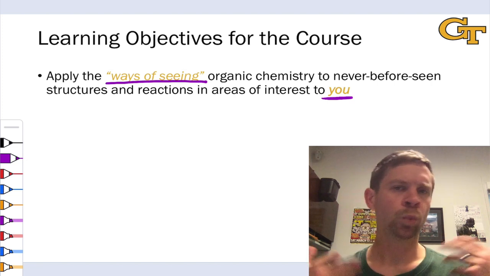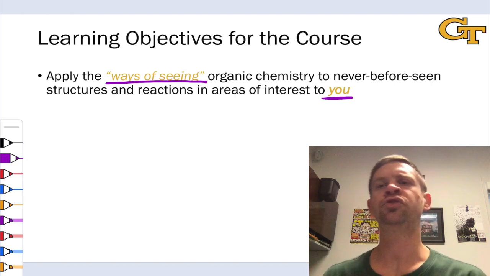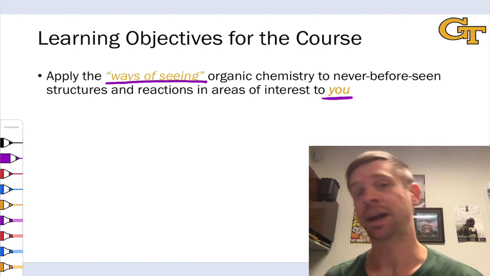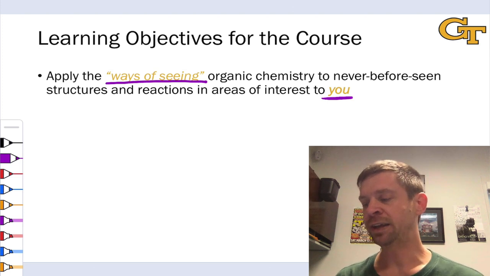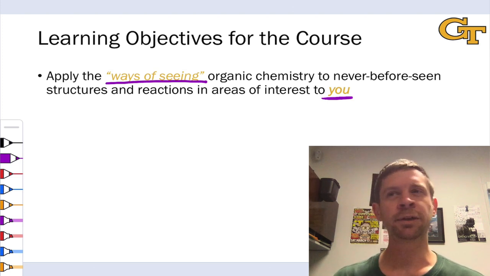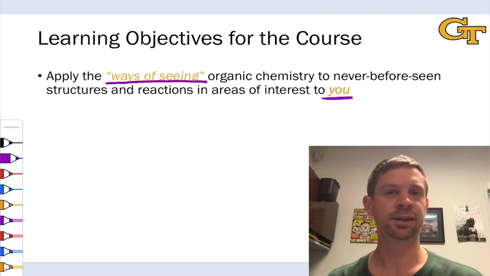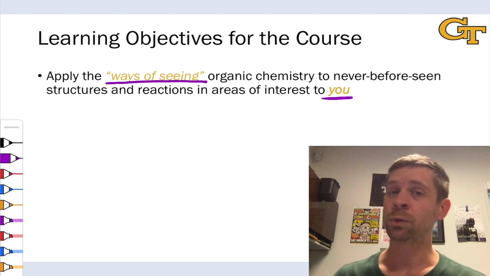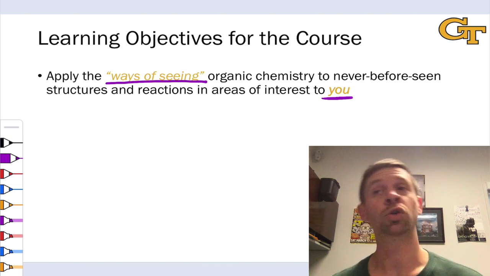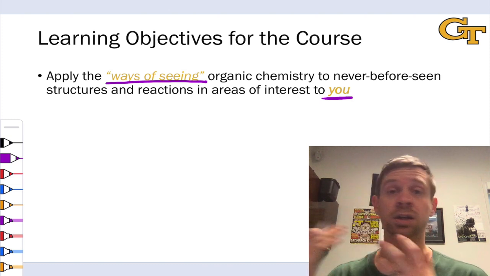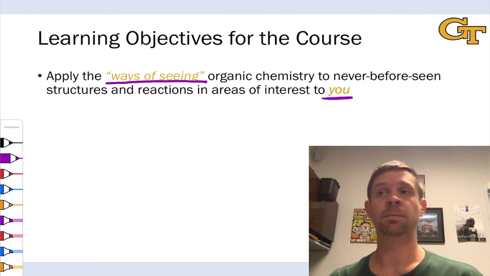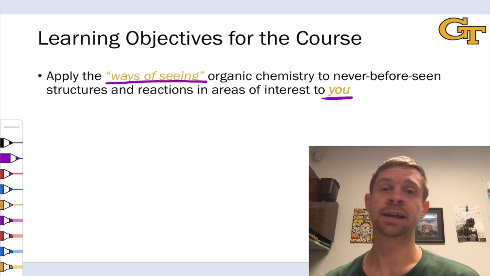What's significant? What's important about this structure? What jumps out at me? What surprises me? What is in line with my expectations? By understanding the various ways of seeing organic molecules and reactions, you'll be able to answer these questions, again, confidently, in a way that's consistent with how we understand the science today. And the ways of seeing are things like localized molecular orbital theory, conformation, stereochemistry, the elementary steps of reaction mechanisms.